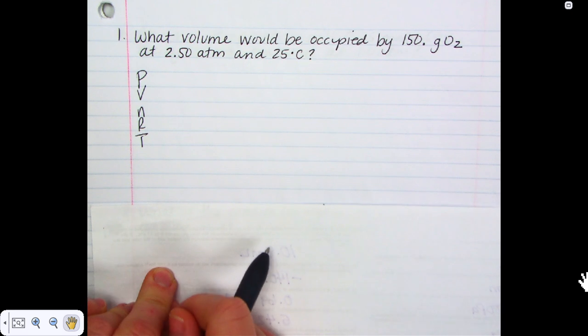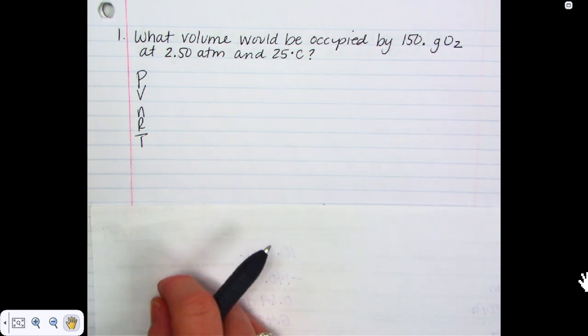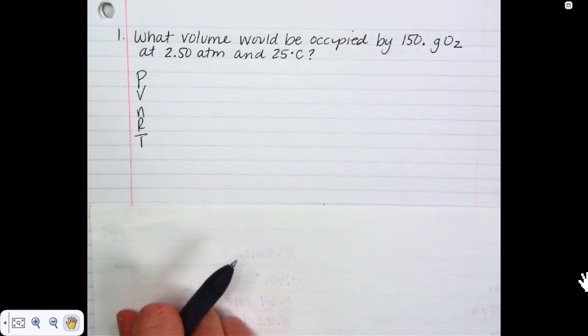There are significantly fewer variables than what we saw with the combined gas law, but there's a lot more likelihood here that you'd have to do some pre-conversions before plugging in. And it just makes it easier to see it, for it to be right in front of you, so that way you don't accidentally start plugging in without doing the appropriate conversions.